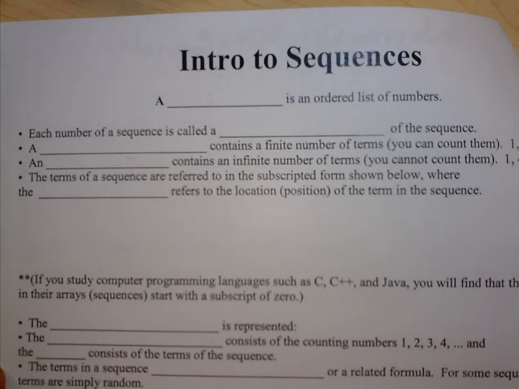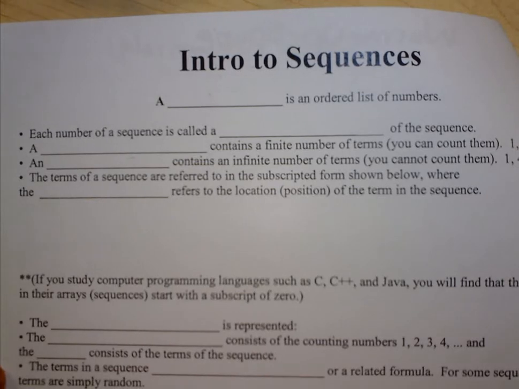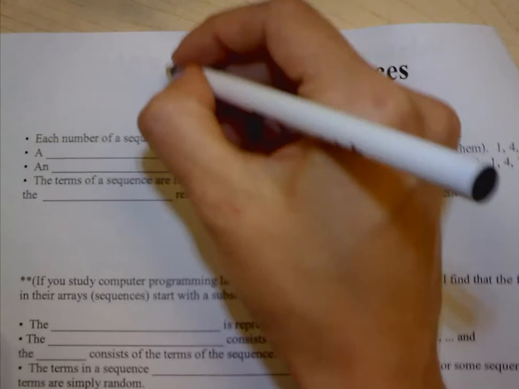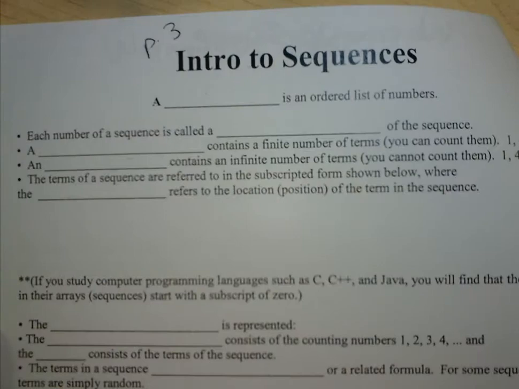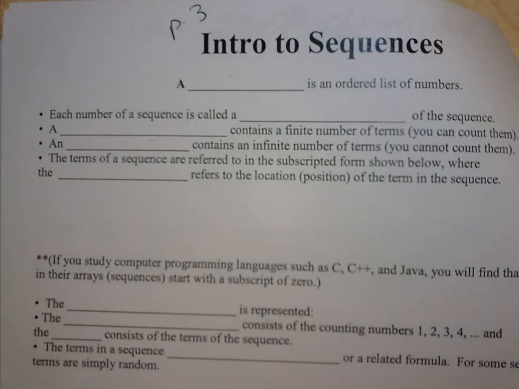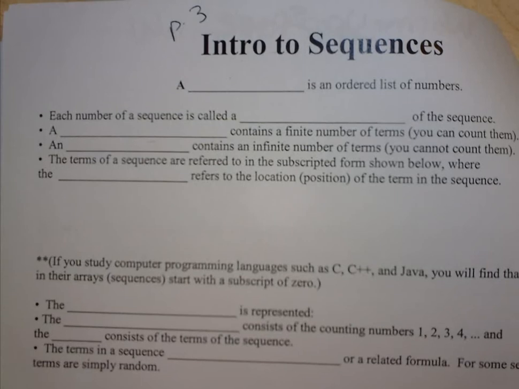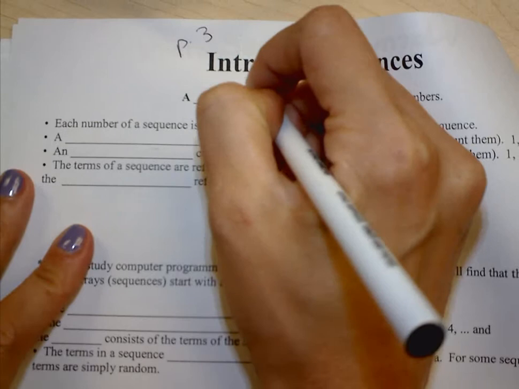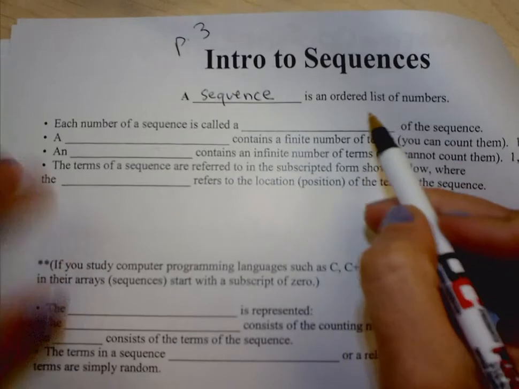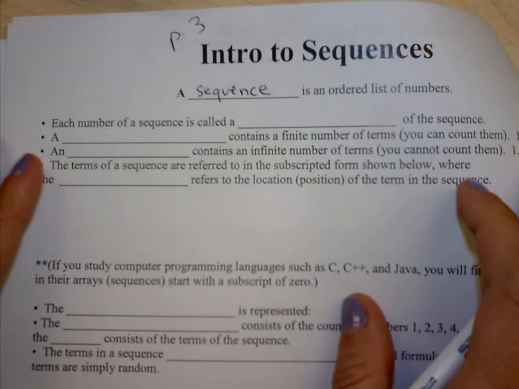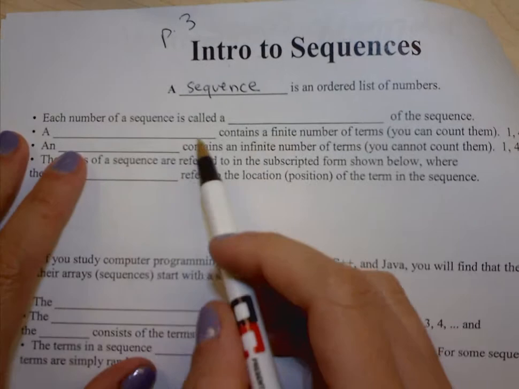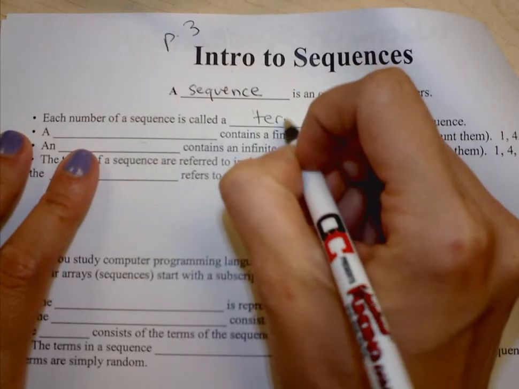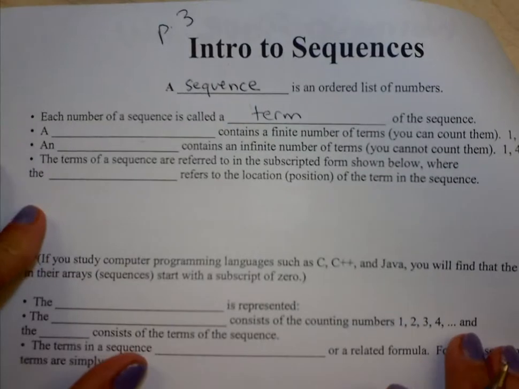Okay, so I'm on your Unit 8 packet on page 3. If everyone can turn to page 3, we're going to talk about sequences today and what a sequence is. A sequence is an ordered list of numbers. Each number of a sequence is called a term. We're just going to go over some definitions here.